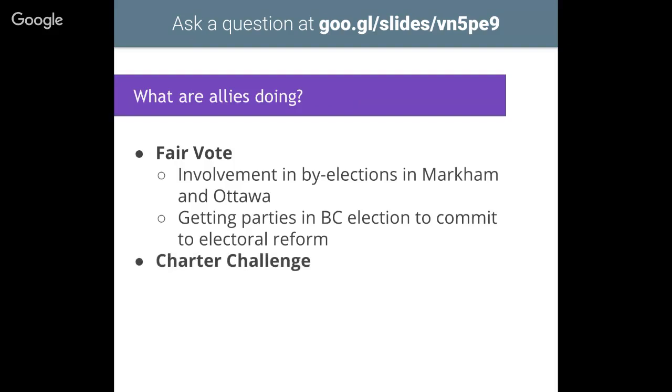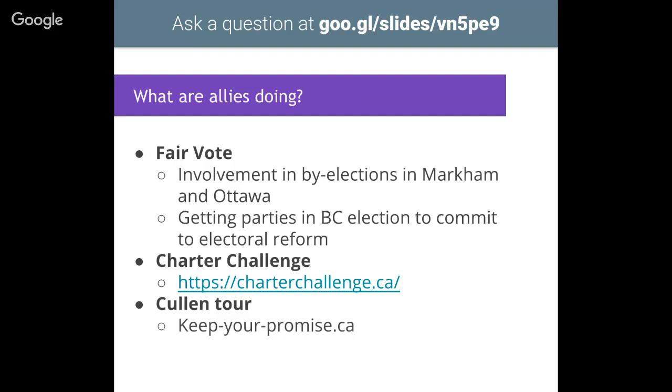And of course, we have a couple of the federal parties involved in this tour that is currently going across the country from now until the end of May, featuring Nathan Cullen, who's the NDP critic for electoral reform. And you can learn more about that at keepyourpromise.ca. They're going to be stopping in a lot of different parts of Canada. I don't know if all the dates are up yet, but I'm sure they will be public very soon.